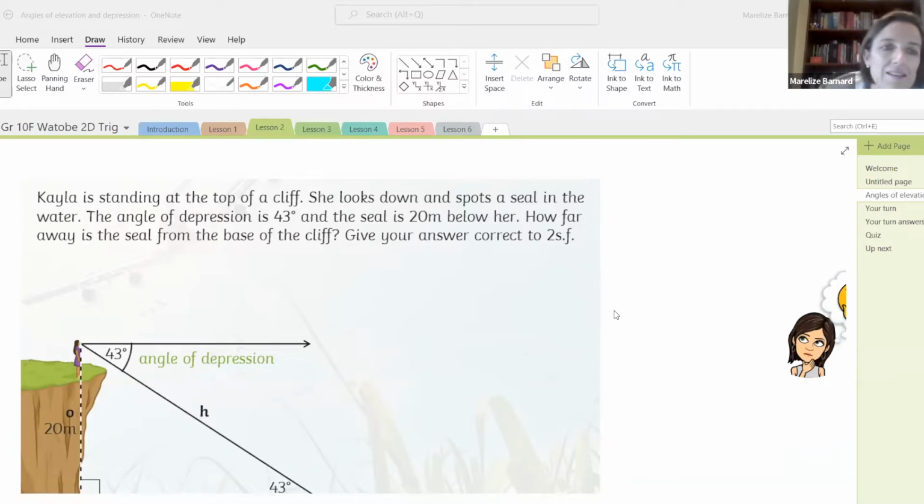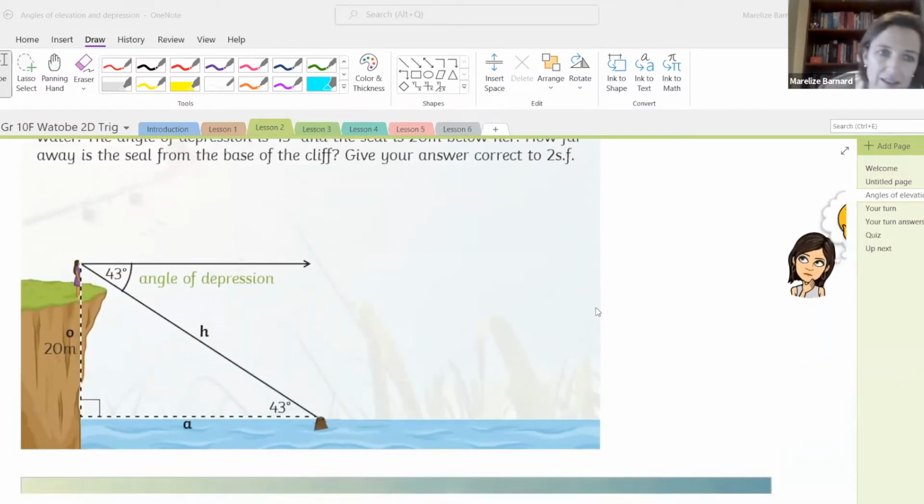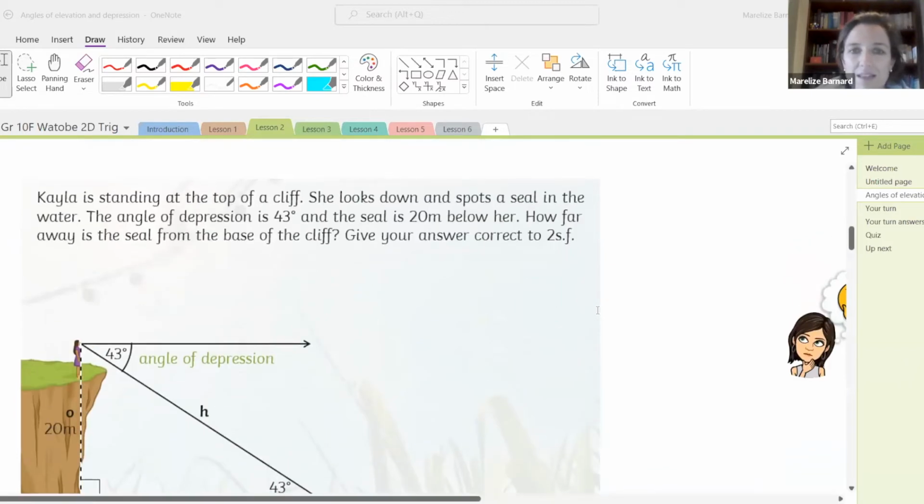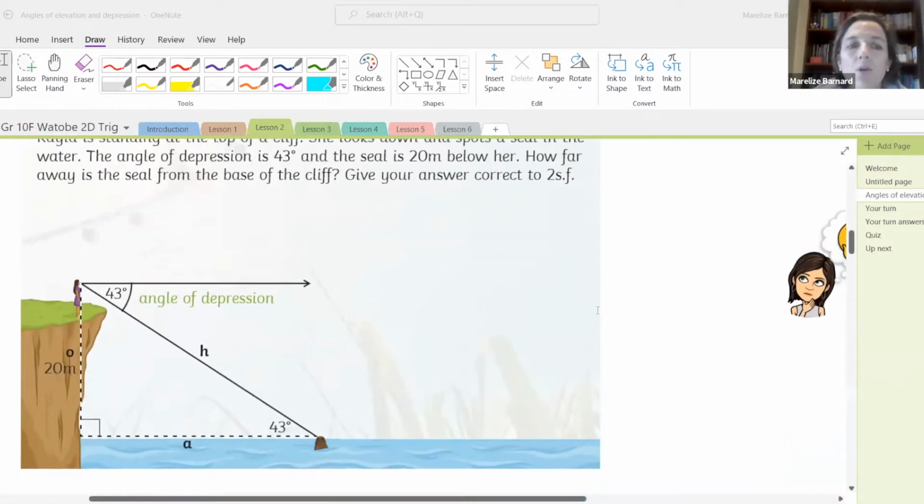Kayla is standing at the top of a cliff. She looks down and spots a seal in the water. So the angle of depression, because she's looking down, is 43 degrees, and the seal is 20 meters below her.